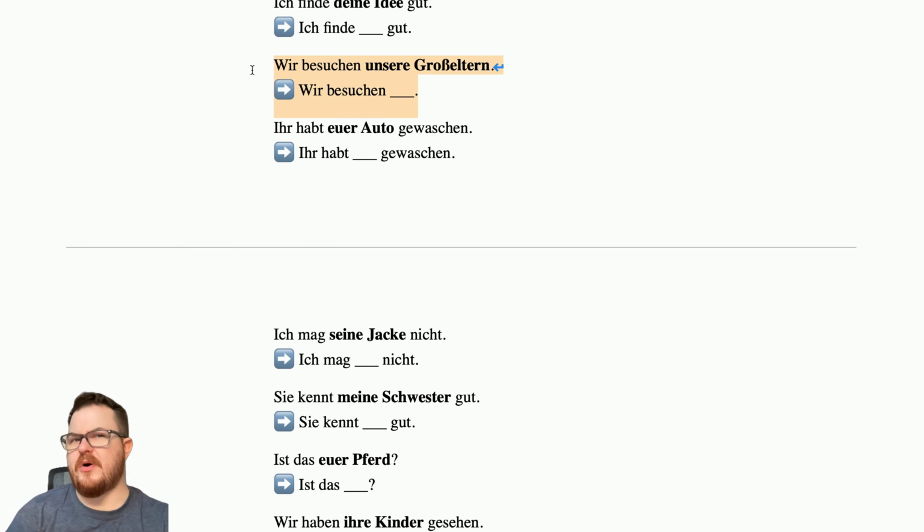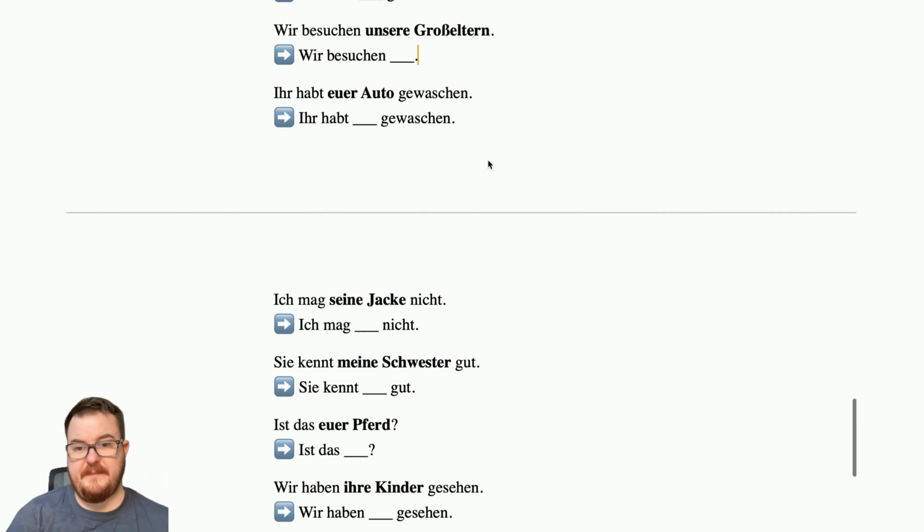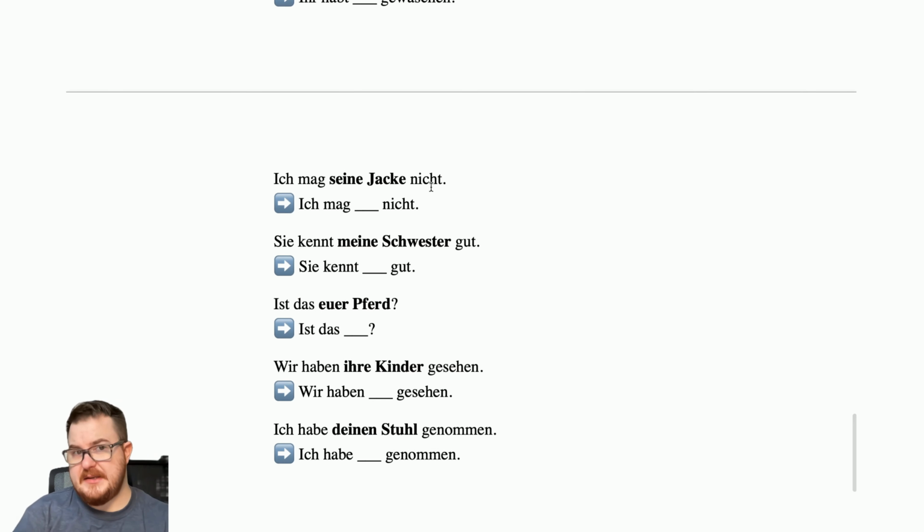This one is a little bit odd. You shouldn't really be replacing people with this. Ihr habt euer Auto gewaschen. You washed your car. Ich mag seine Jacke nicht. I don't like his jacket.